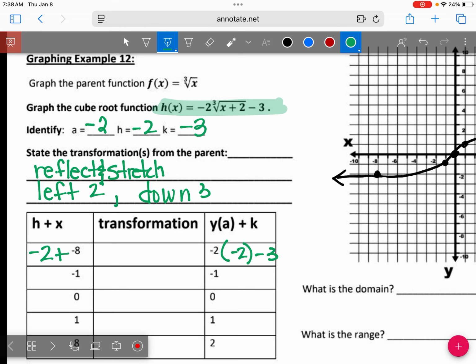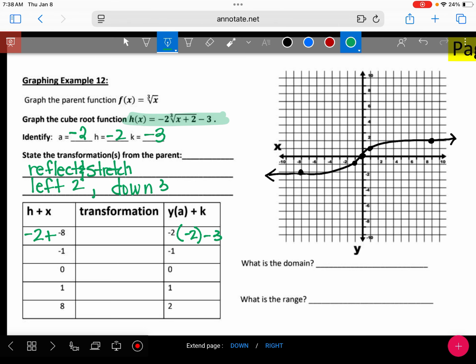All right, so go ahead, pick up your calculators. Oh, we can fill in the domain and range, because that never changes no matter what. All right, pick up your calculators and apply your transformations to the parent. Get your new 5 order pairs.